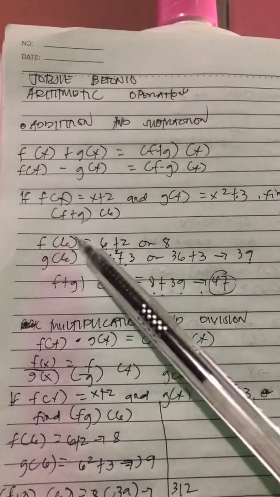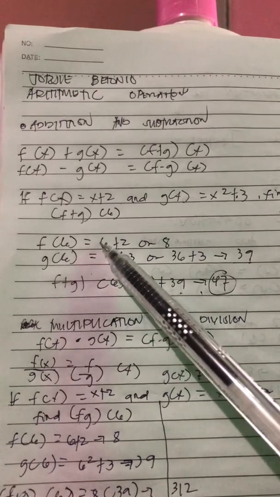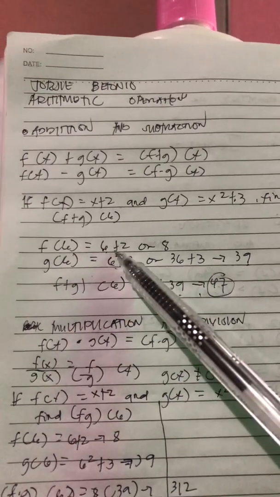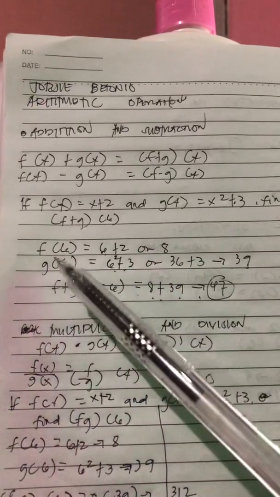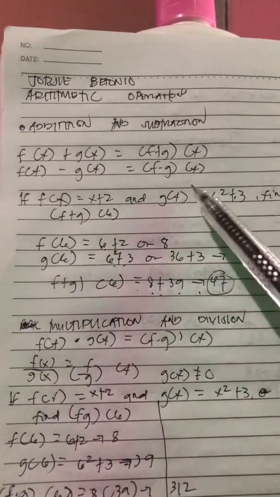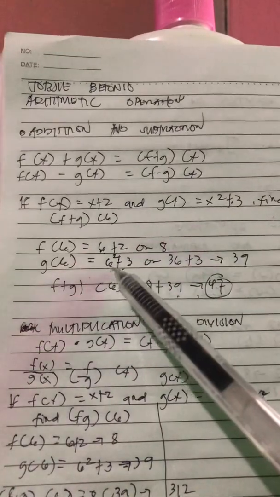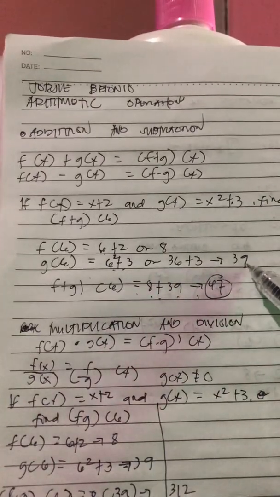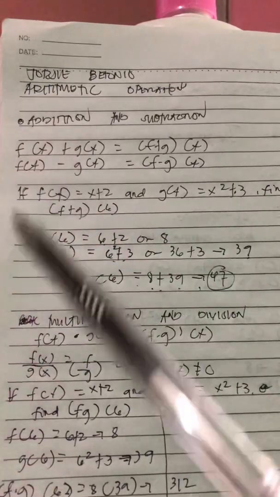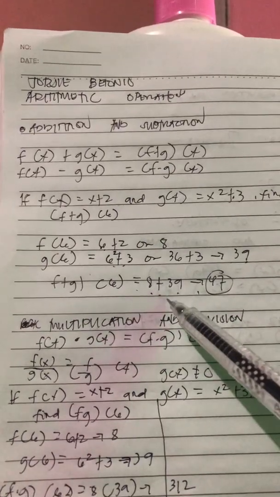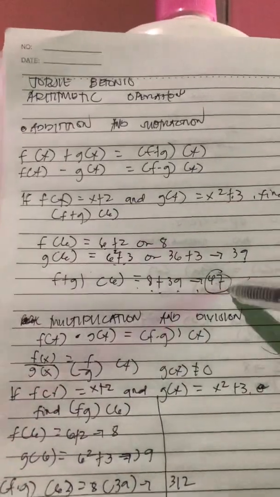So f of 6 is equal to, I substitute the f function here, 6 plus 2, it will become 8. Then g of 6 is equal to, I substitute here, 6 squared plus 3, or 36 plus 3. It will become 39. Then find f plus g of 6. It will become 8 plus 39, and the answer is 47.